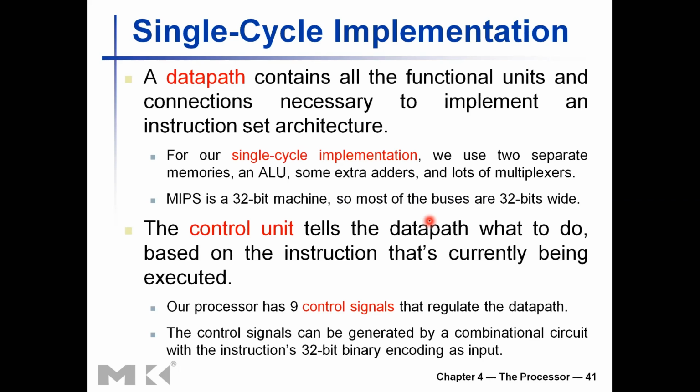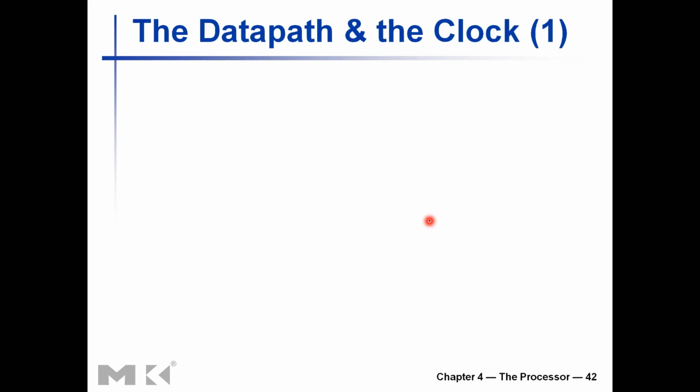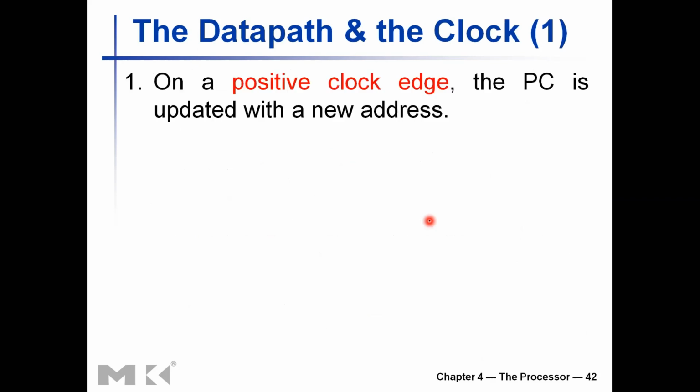Now, all of those things should happen within a single clock cycle. That is the idea of a single cycle implementation. Every instruction is entirely handled within a single clock cycle. To get a better understanding of this, let's look at what happens in the data path during a clock cycle.